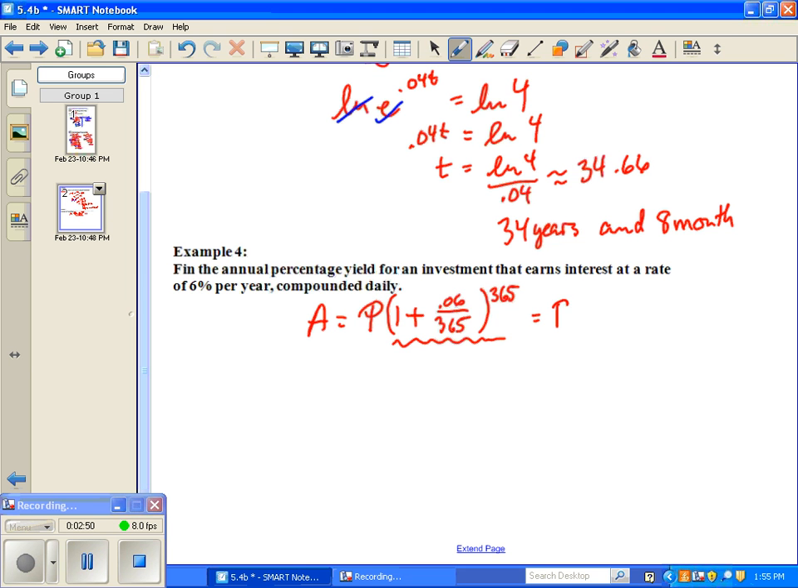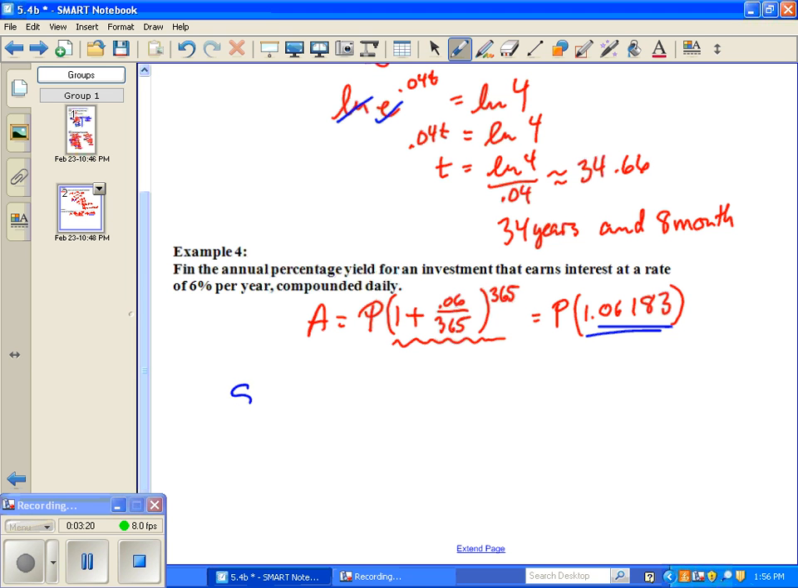So we have P times, when I plug all of that into the calculator, I get 1.06183. Okay. So this shows us that after 1 year, a principal will grow by this amount. So I'm going to take this, 1.06183, and look at a simple interest formula.